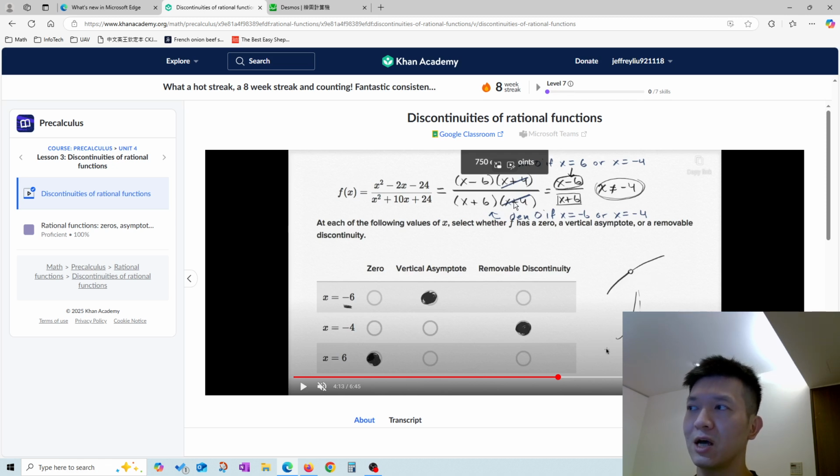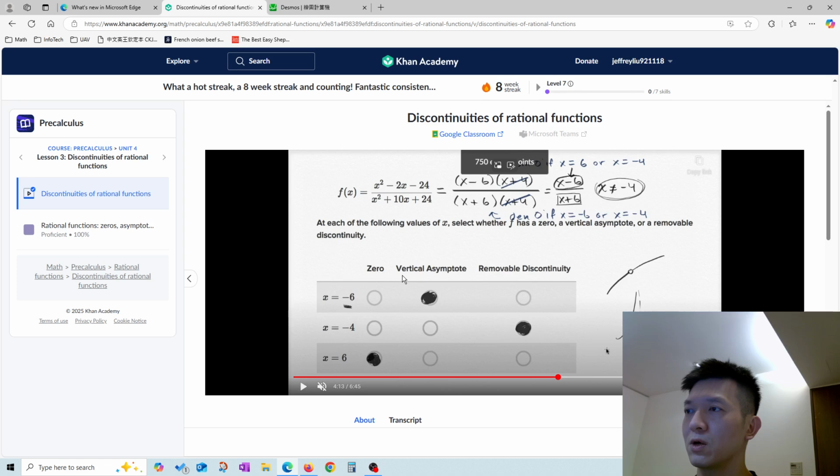You still cannot use negative 4, plug it into your original rational function, and you'll still end up with a value that is undefined. So you end up with a 0 for your denominator, so that doesn't work. So your domain x does not equal negative 4. Okay? So you end up with x minus 6 over x plus 6.